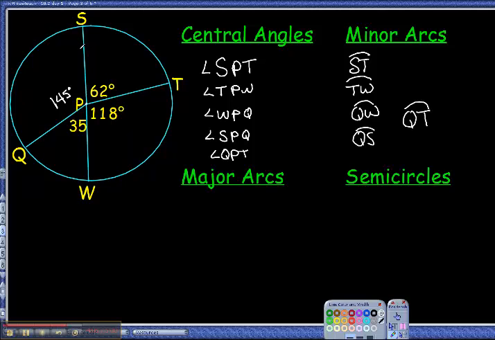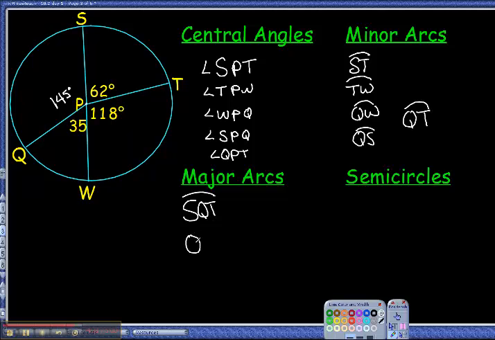So when I take a look at some major arcs here, I could say arc SQT, going all the way from point S to point T around the circle, but going through point Q. That would be considered a major arc. I could have also named it SWT, by the way, as well. It doesn't matter which point you choose that's on that arc, as long as there is a point on the arc.